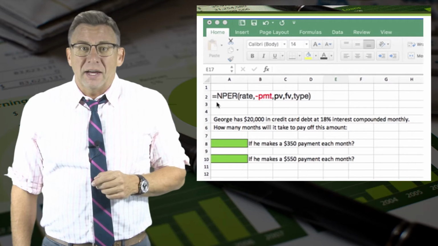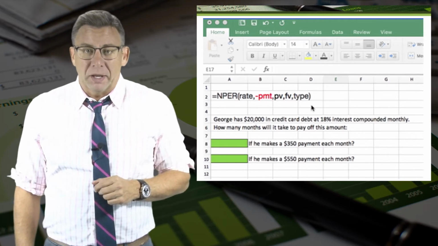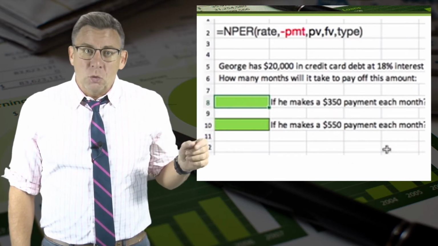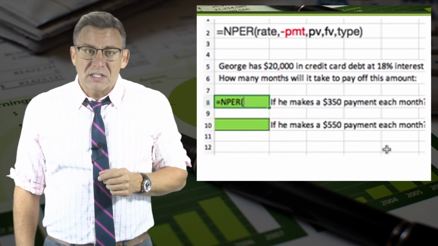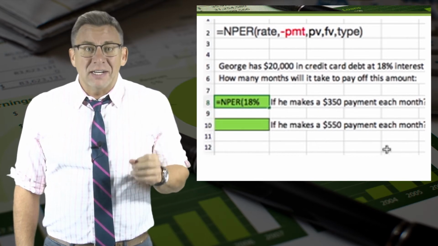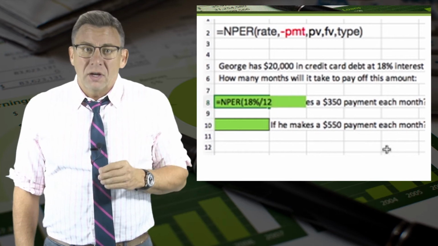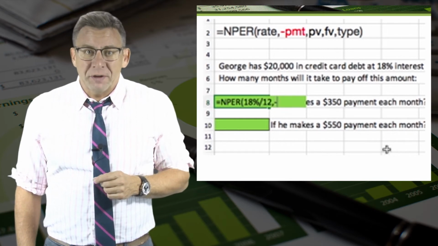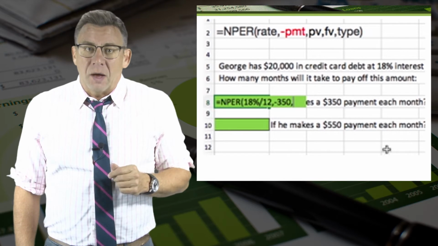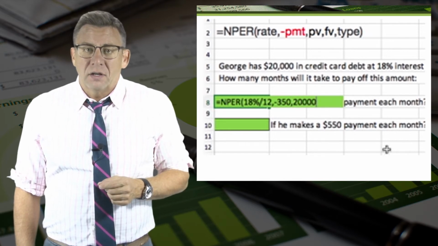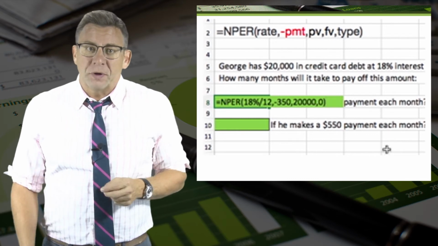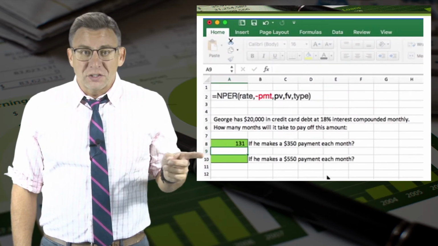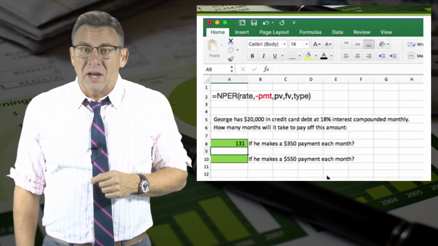Using the Excel number of periods formula, I enter equals NPER, open parentheses, 18% divided by 12, comma, minus 350, comma, 20,000, comma, and 0 for future value, close parentheses. This results in 131 months to pay off his credit card.